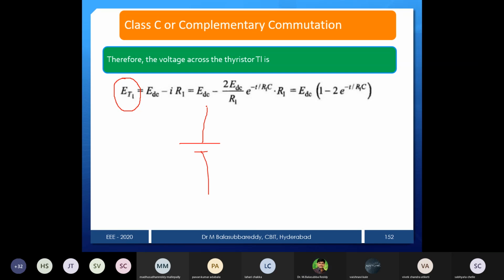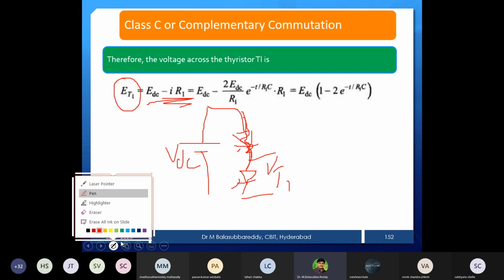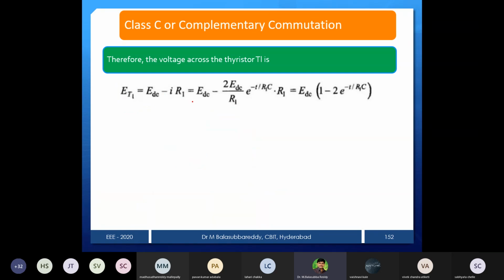Source, and here we can make it as T1, load resistor, then T1. Now I want to measure the voltage across T1 here. Then what is that? This is VDC, minus this drop because T1 is there, no? So that will become VT1. That's all. VDC minus I into R will give us VT1. So in that VDC minus I into R, R1 in this case, we get VT1.